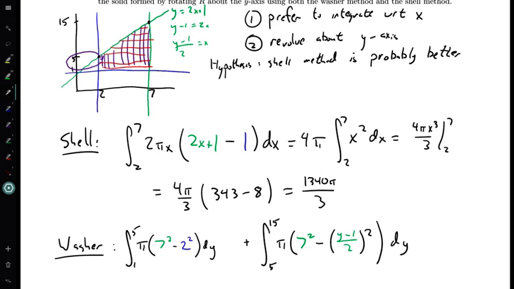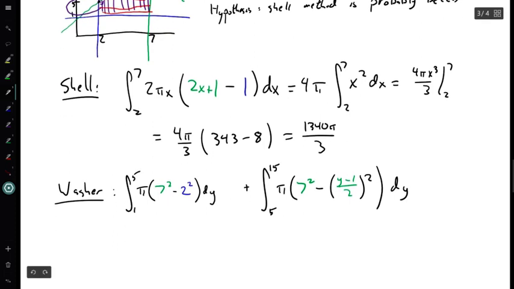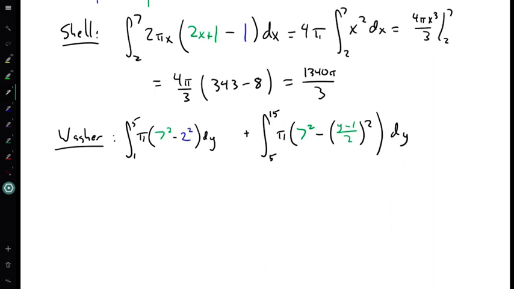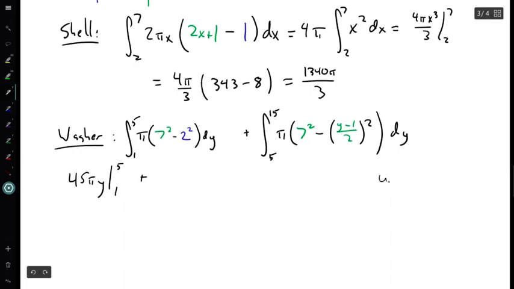Great. All right, so a little bit more painful of a setup here, but still we're looking at some pretty manageable integrals, so we can actually do these computations. So let's see, 7 squared minus 2 squared is 45, so I'm integrating 45 pi here, and what I get out from that is 45 pi y evaluated from 1 to 5. The second integral is a little bit trickier. I think maybe it would be easiest if I did a u substitution here. I'm going to let u equal y minus 1 over 2, so that du is dy over 2, or in other words, 2 du equals dy.